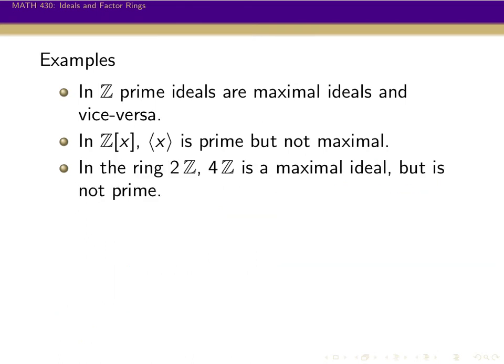It is possible in some rings to have a maximal ideal that is not prime. For example, if our ring is just the even integers, then the multiples of 4 is a maximal ideal in there. There's no proper ideal that contains all the multiples of 4 that isn't all the even numbers. But it is not a prime ideal because 2 times 2 is inside 4Z, but neither of them is a multiple of 4.